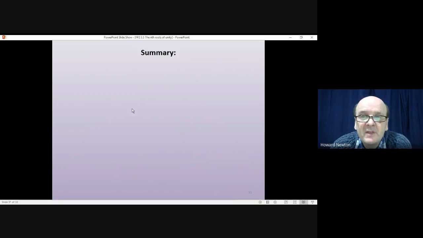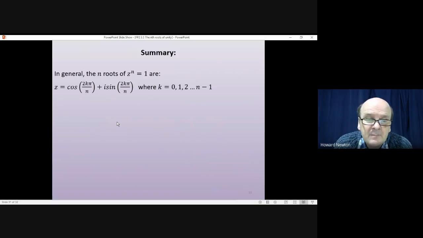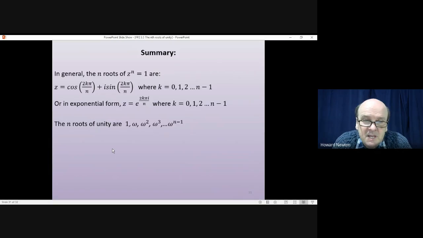Okay, summary of everything that we've done so far. In general, the n roots of z to the n equals 1 are z equals cos 2k pi over n plus i sin 2k pi over n, where k goes from 0 to n minus 1. Or writing those in exponential form, z equals e to the power of 2k pi i divided by n, where k goes from 0 up to n minus 1. The n roots of unity are written as 1, and then omega for the second, omega squared for the third, and so on, till we get to omega to the power of n minus 1.